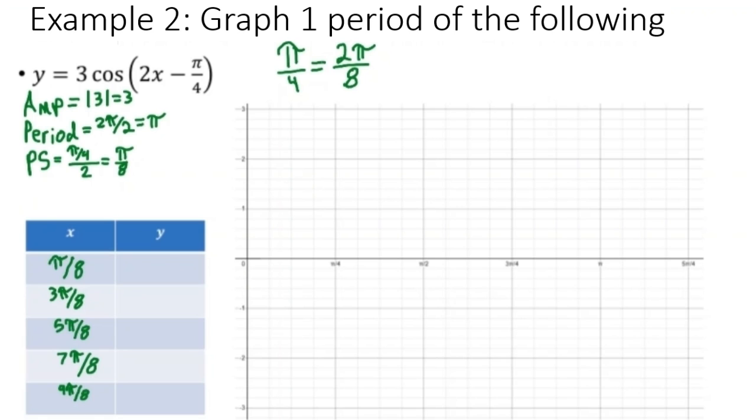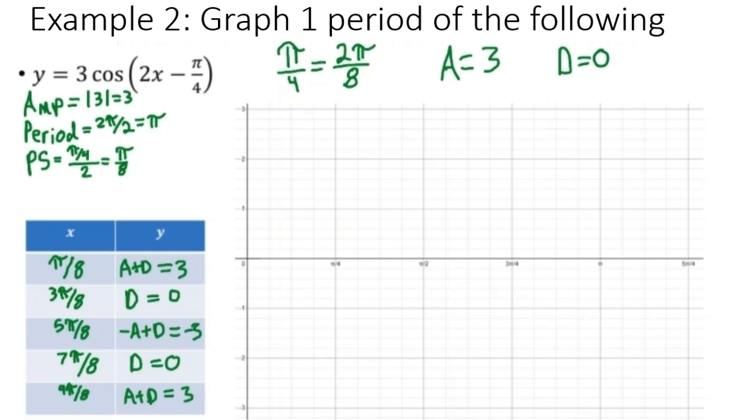Now to figure out our y values, we can obtain our y values by either taking our x values and plugging them into our function, or we can use the pattern from the previous slide for cosine. And that pattern will be a plus d, d, negative a plus d, d, and a plus d. A we already know is 3, d is 0, since there's nothing added or subtracted outside of the cosine function. So our y values will be 3, 0, negative 3, 0, and 3.